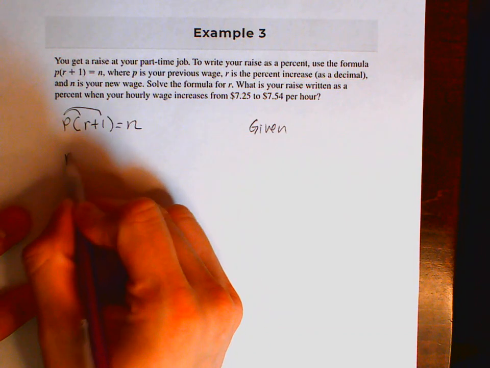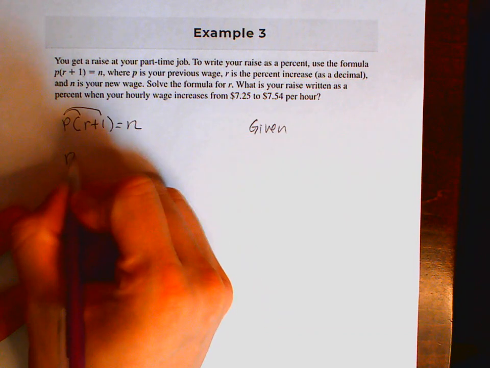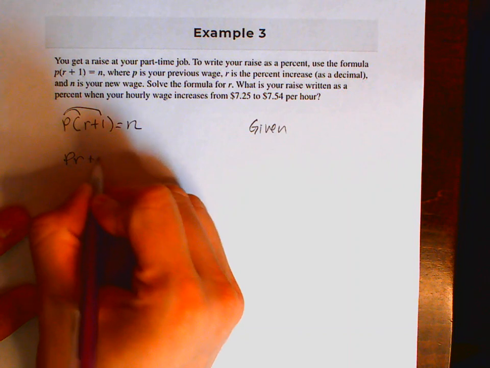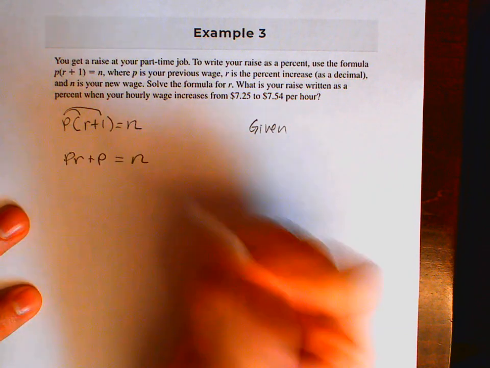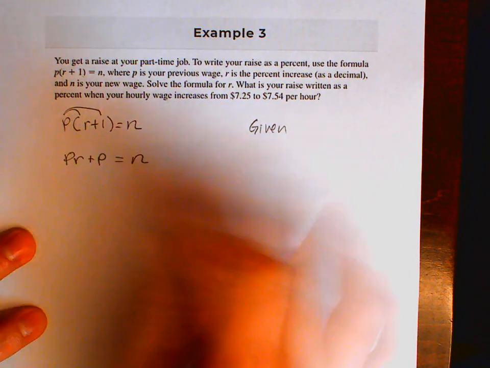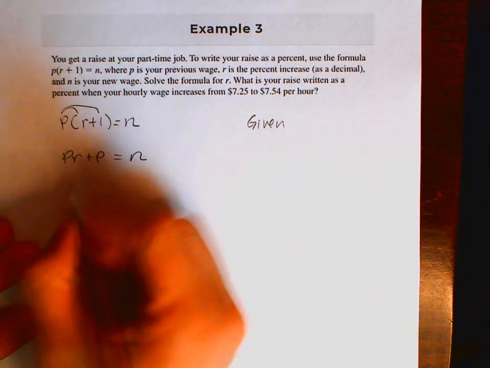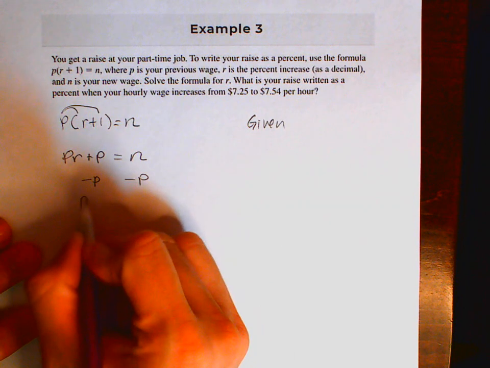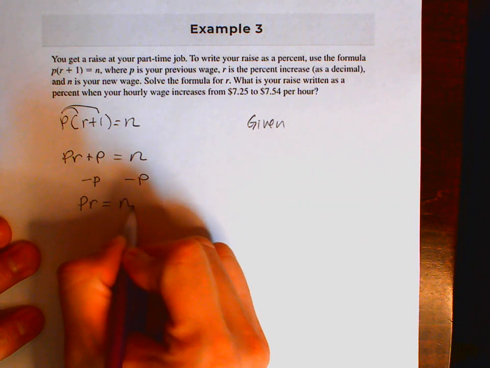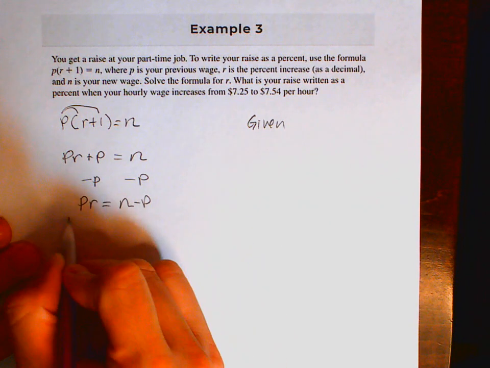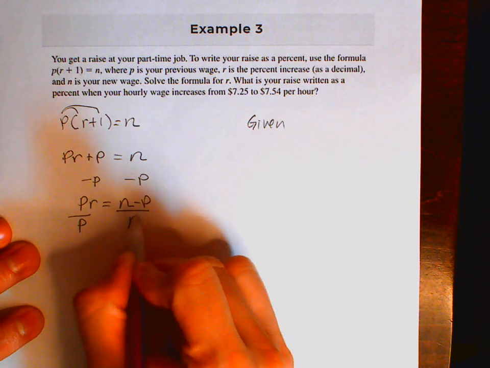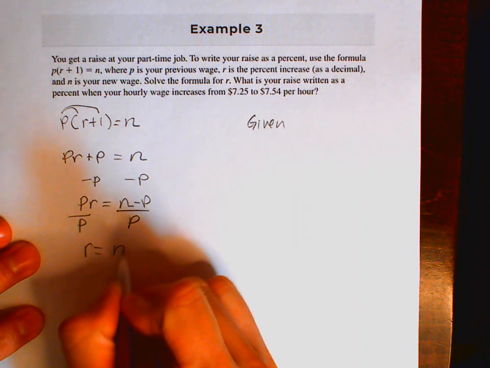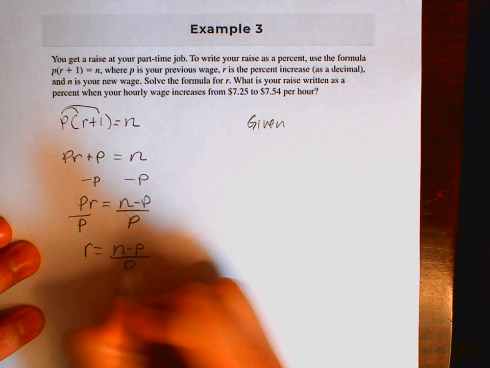That's going to give me PR plus P equal to N. Okay, I'll come back to the steps in just a second. I'm going to minus P on both ends. That's PR equal to N minus P. And then divided by P on both sides, that's R equals N minus P over P.